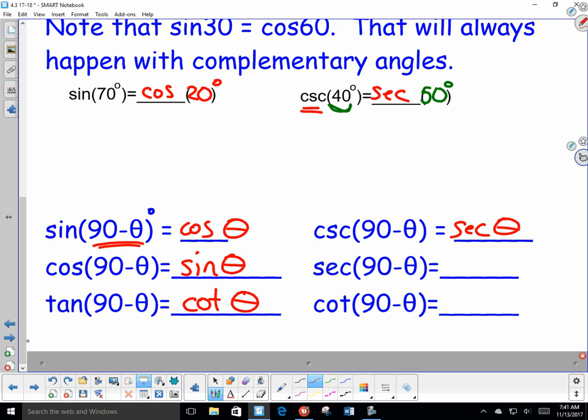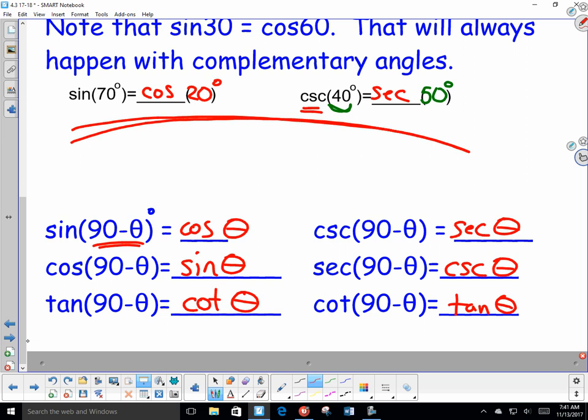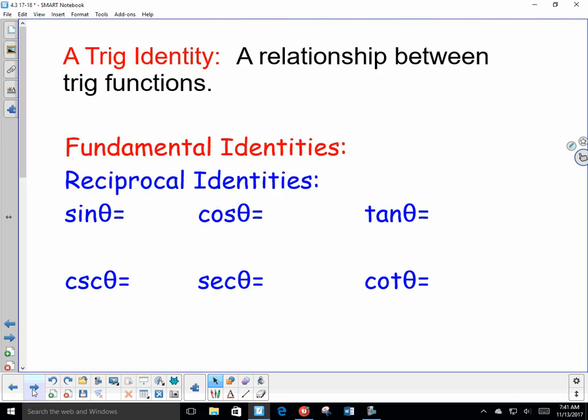So secant of 90 minus theta is going to be the cosecant of theta, and the cotangent of 90 minus theta is going to be the tangent of theta. So I think these examples up here maybe are a little easier to follow, but in general we can say that 90 minus theta and theta are complementary angles. All right, let's move on from that and talk about trig identities.